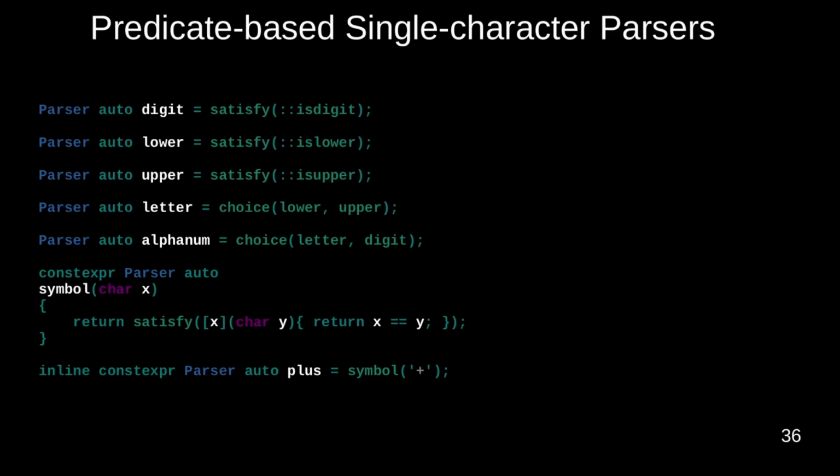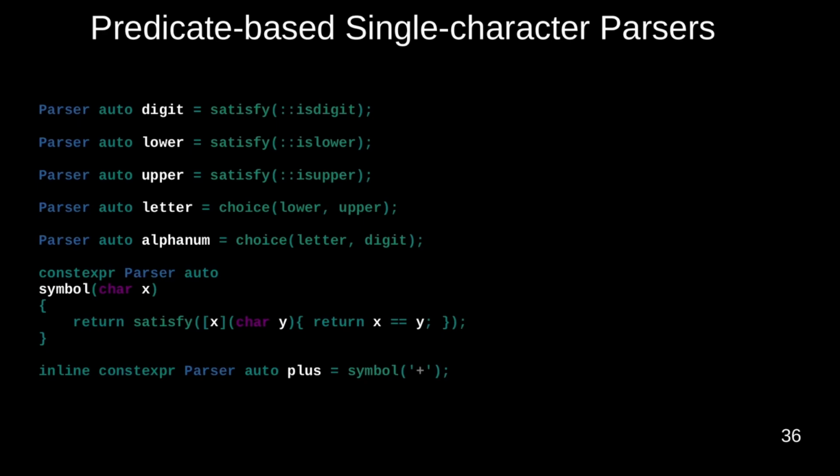Symbols, so you can just combine them with choice. An alphanumeric character, that would be a letter or a digit. So here we're starting to see, with these basic functions, it becomes very nice declarative code that really explains itself. You just need to read it and you should see what it does very easily.